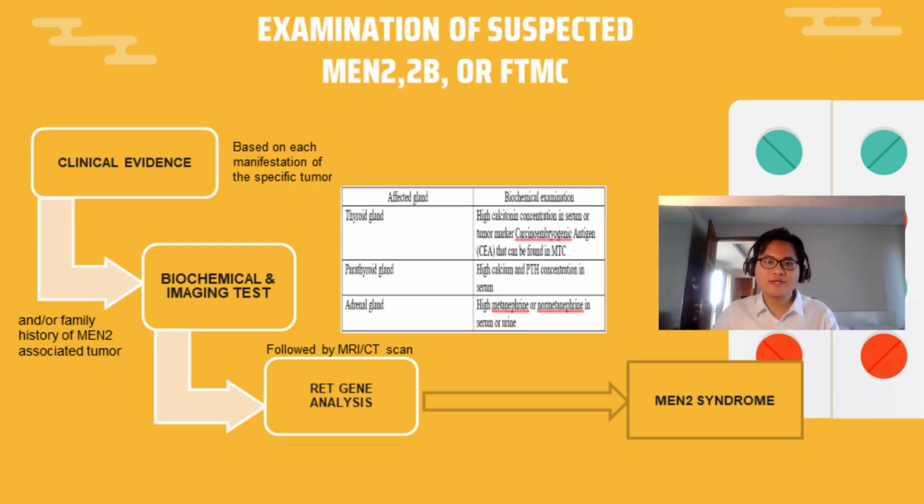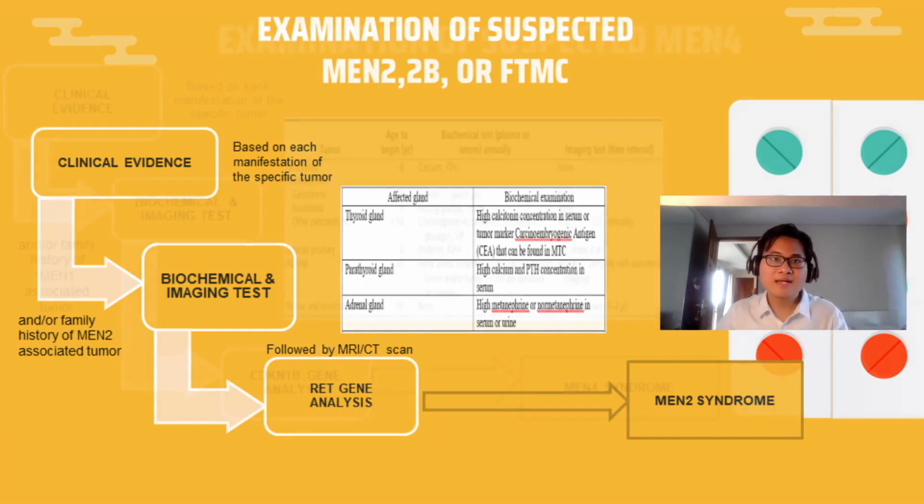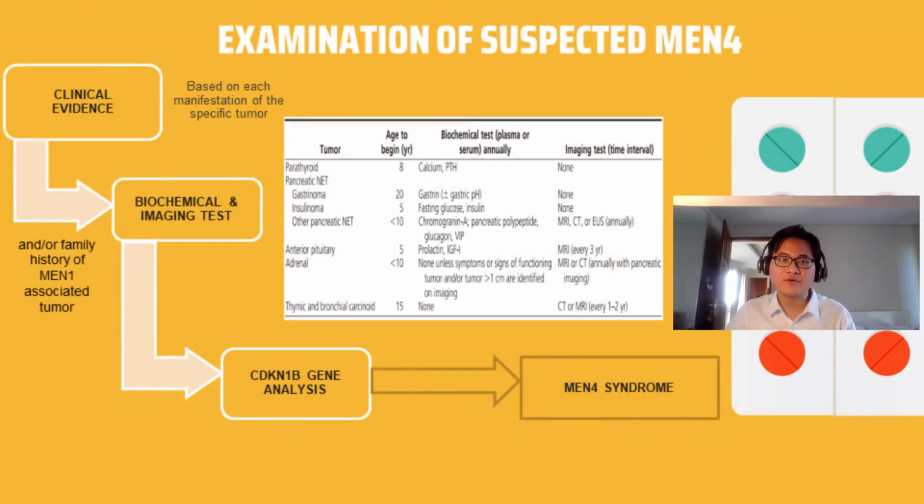If this is all confirmed, we can undergo the RET gene analysis, and if the results are positive, we can confirm the diagnosis of MEN 2 syndrome. The third is the examination of suspected MEN 4. MEN 4, due to clinical evidence based on each manifestation of the specific tumor and a family history of MEN 1 associated tumor, we can undergo the biochemical and imaging test.